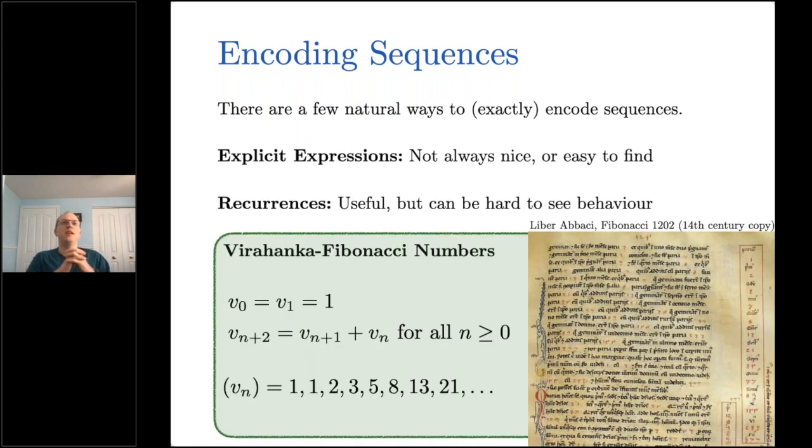Something else you could do is find a recurrence. So recurrences are very useful. Of course, recurrences don't always exist either. But even when they do exist, it can sometimes be hard to see the behavior of your sequence from a recurrence. So if we go back to these Virahanka-Fibonacci numbers here, it's a very beautiful definition, a very interesting sequence.